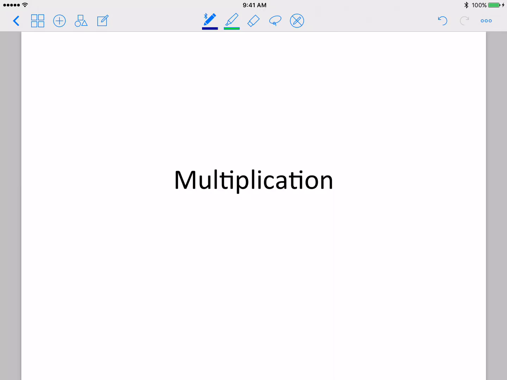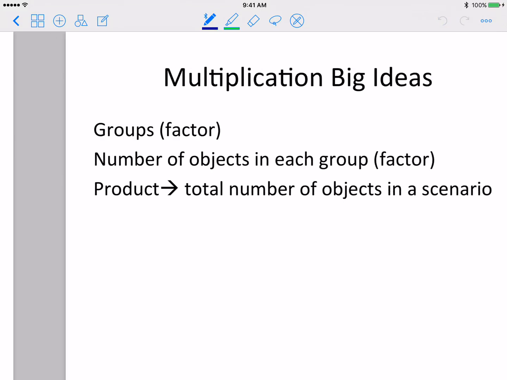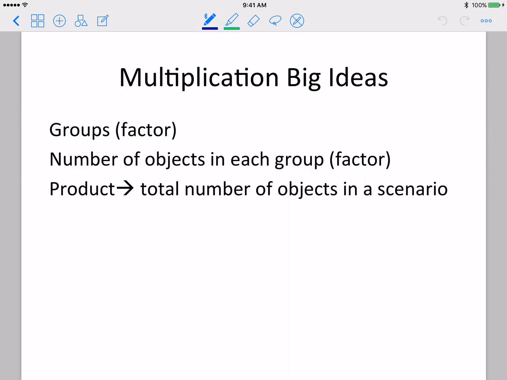Hey everybody, we are going to be talking about multiplication and the strategies that we are using to solve multiplication problems and the theory behind multiplication. So, jumping right in, here are our big ideas.